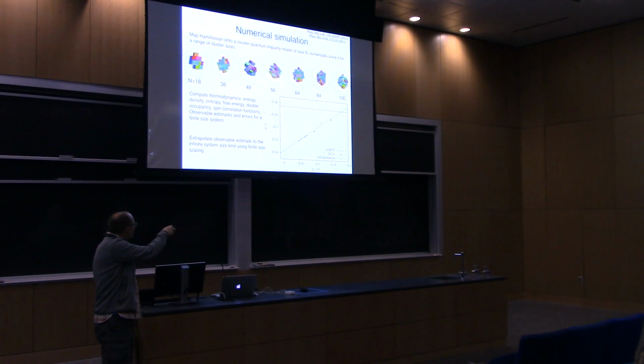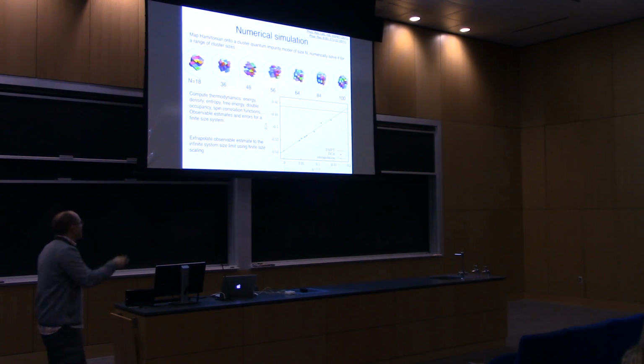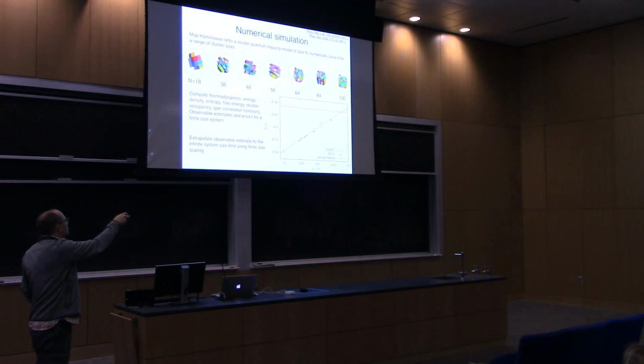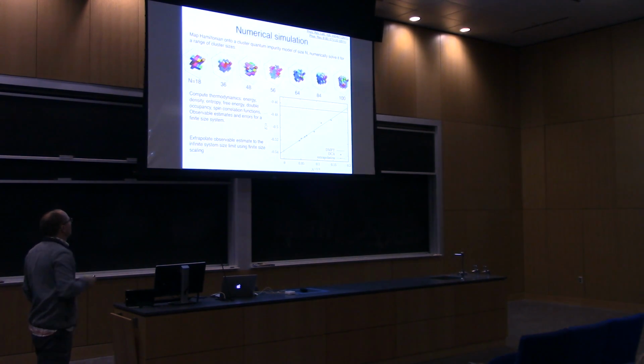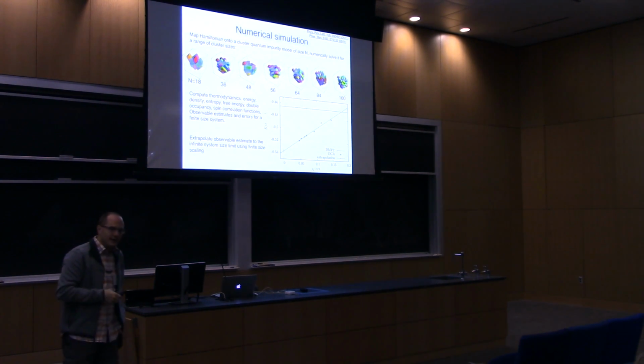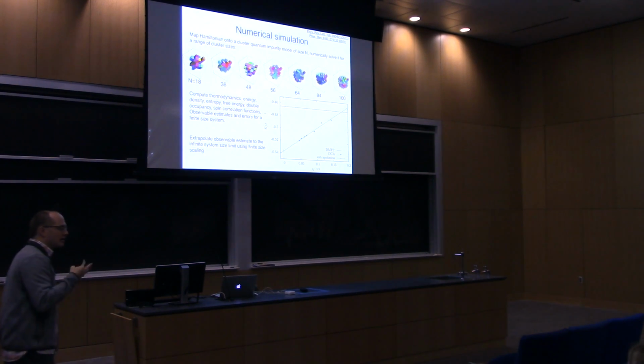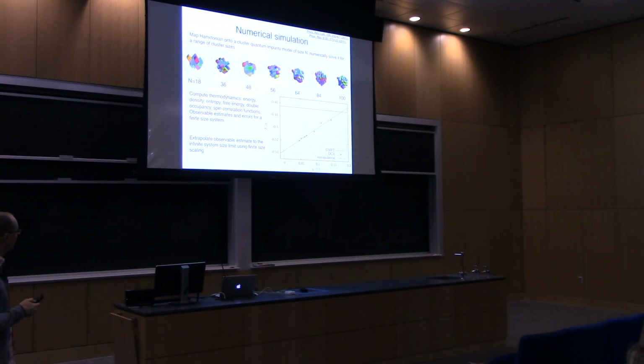Here you have the cluster size n. Here you have the quantity, in this case the energy. And you can see as we go to larger and larger system sizes, using a known finite size scaling here, we can extrapolate to the thermodynamic limit and get results that we believe have all the sources of errors controlled for an interacting many-body system.